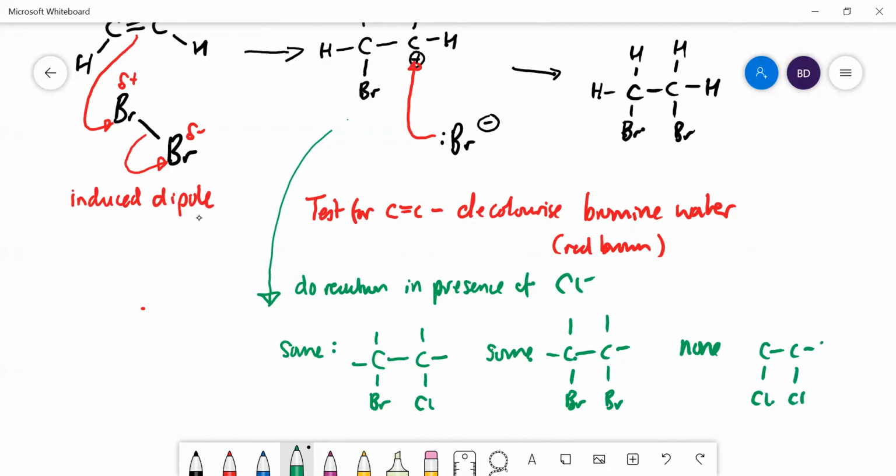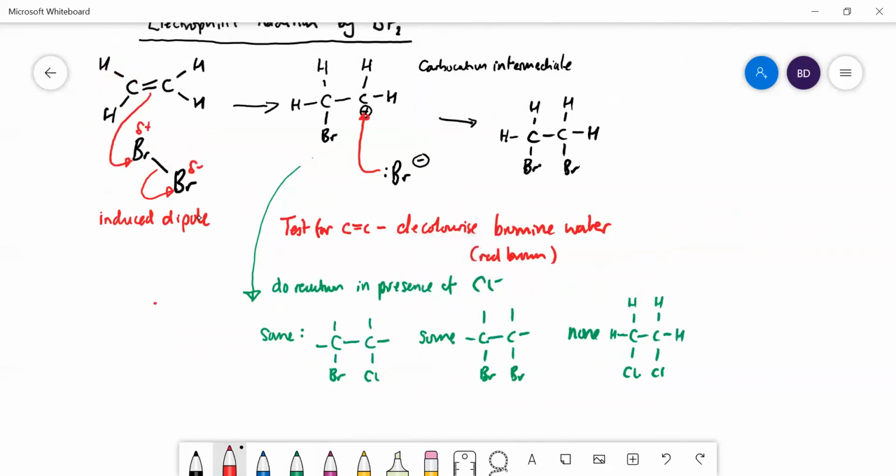That's the indirect evidence that this reaction does occur via a carbocation intermediate. The fact that you can't get any of the dichloro product is because the chloride ion obviously can't react with the alkene. It's not going to be a good electrophile. It's got a negative charge, so it's going to be repelled by the pi bond, isn't it? It's only going to be reacting with the carbocation. So you will get some of that, but you won't get any of that.